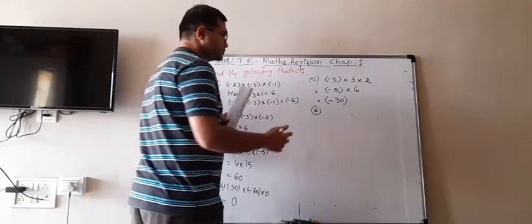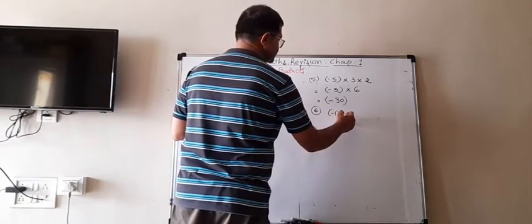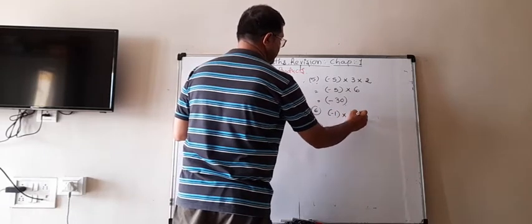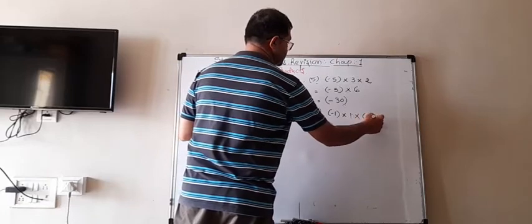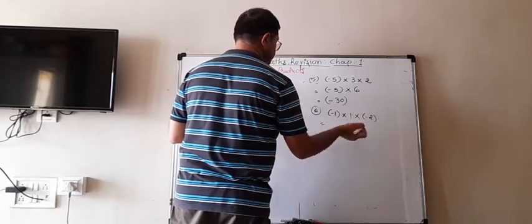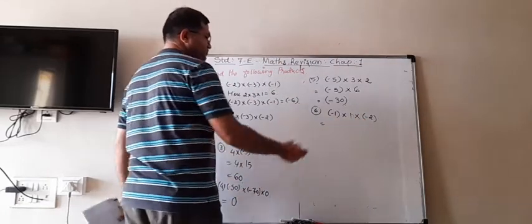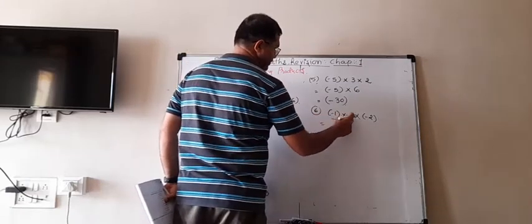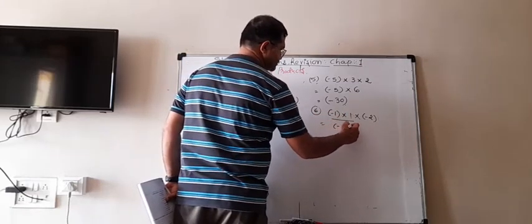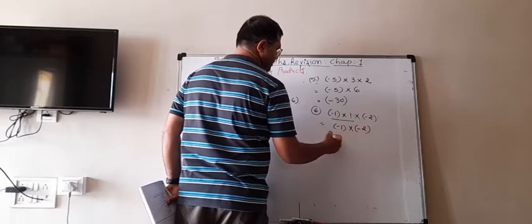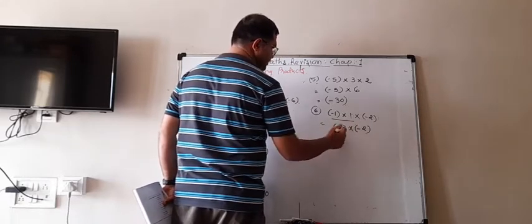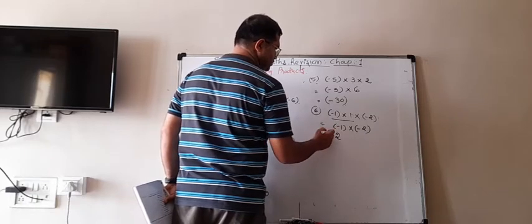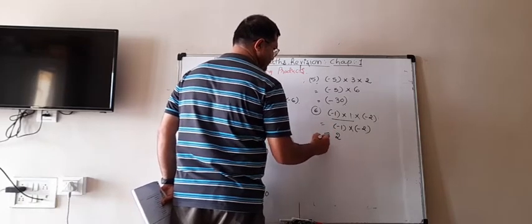Sixth one, minus 1 multiplied by 1 multiplied by minus 2. So here first you can do this one. Minus 1 multiplied by 1 is minus 1, multiplied by minus 2. Minus minus becomes a plus. So 2 ones are 2. So the answer is positive 2.